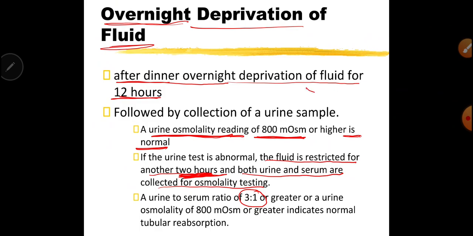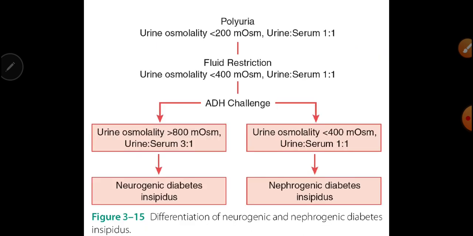The normal should be more than 3:1. This is the normal. If the ratio is less than 3 to 1, this means urine osmolality is equal or near to the blood osmolality. This indicates the loss of the kidney's ability to reabsorb solutes and to concentrate urine. So this test is very effective to evaluate the ability of the kidney to concentrate urine and tubular reabsorption.